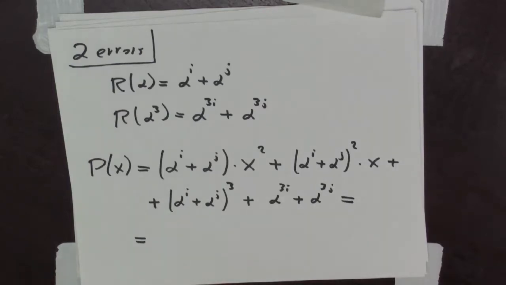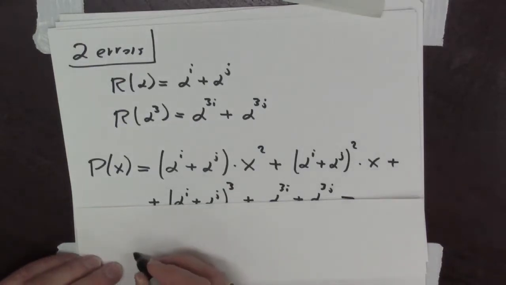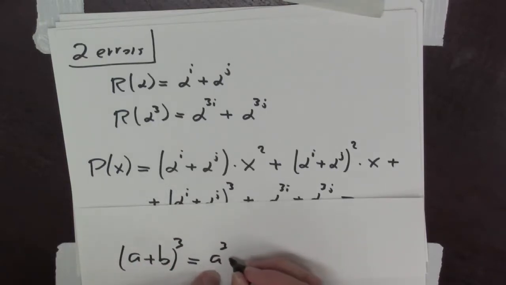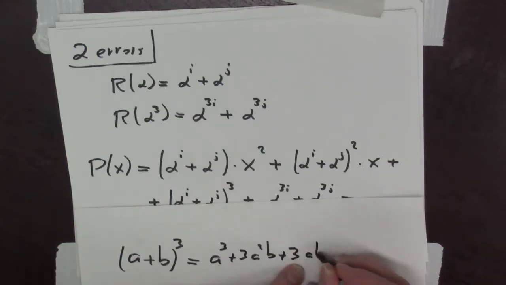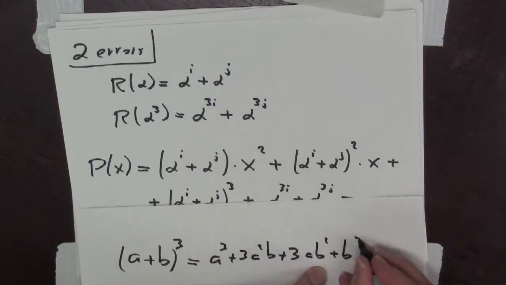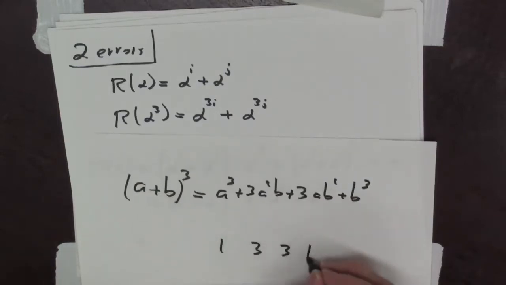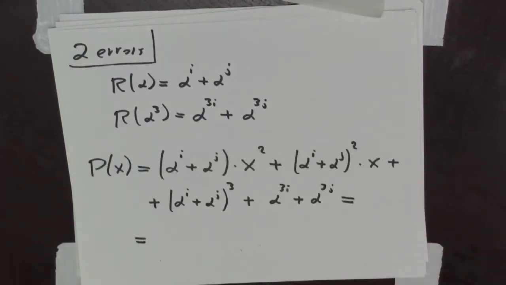Remember that (a + b) cubed is a cubed plus 3a squared b plus 3ab squared plus b cubed, since 1, 3, 3, 1 is the rule in Pascal's triangle. You know that.